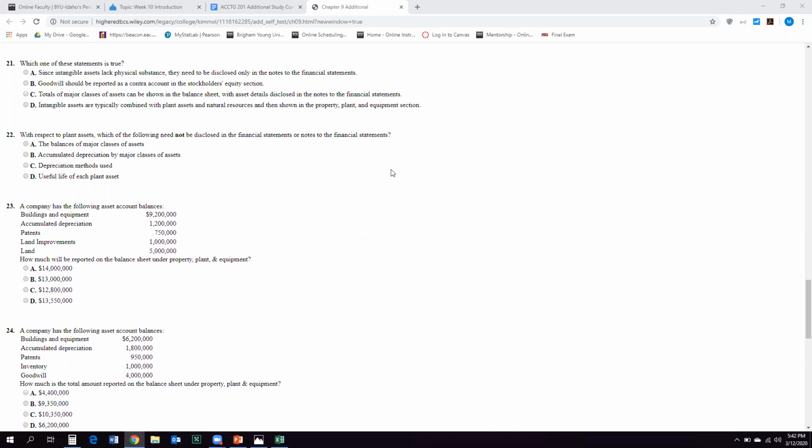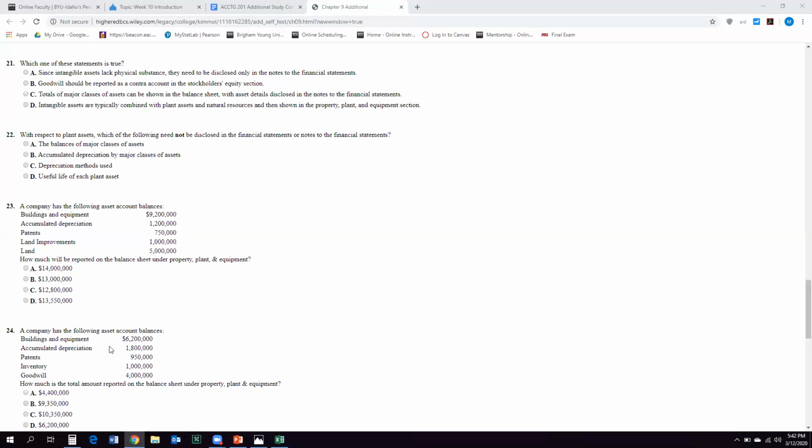types of assets. Property, plant, and equipment includes land, buildings and equipment, land improvements, less any accumulated depreciation, but not patents, because patents are a different type of asset called an intangible asset.